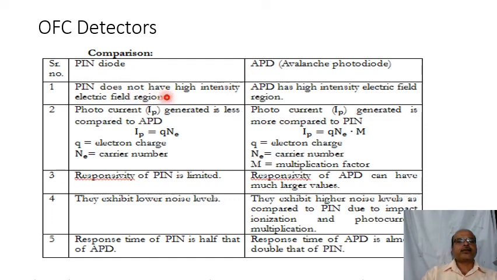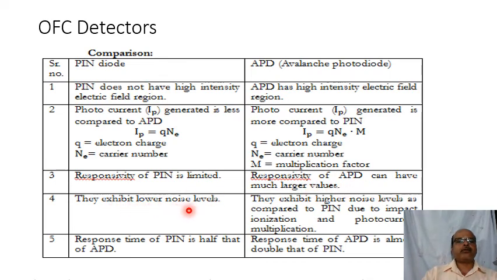PIN does not have a high intensity electric field region. APD has a high intensity electric field region. The photocurrent IP generated in a PIN is less compared to APD. Here the photocurrent IP generated is more compared to PIN. Responsivity of a PIN is limited. Here responsivity of APD can have a much larger value.